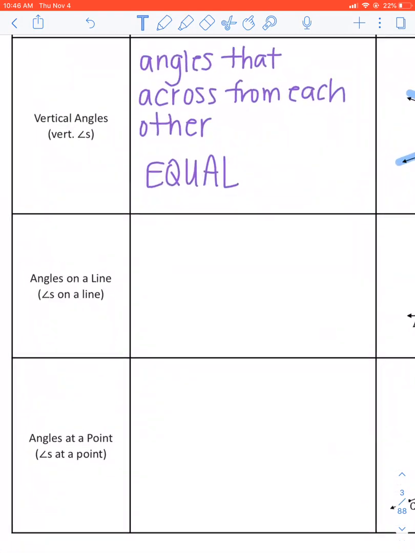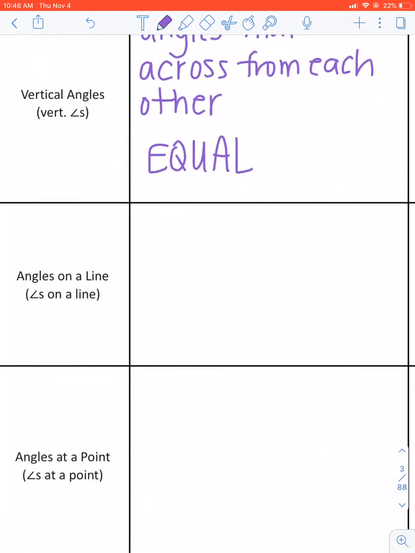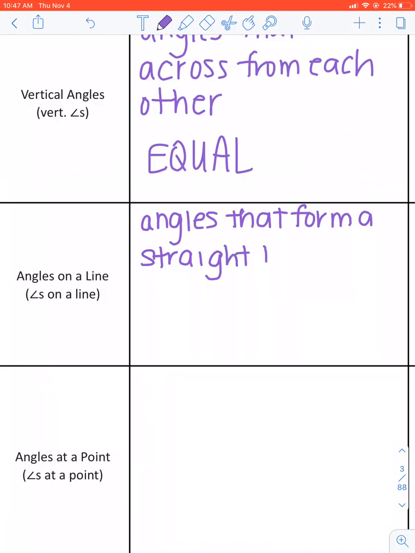All right, so let's go to angles on a line. These are angles that form a straight line. Now, these angles add up to 180 degrees. A straight line is a 180-degree angle, so these add up to 180 degrees.